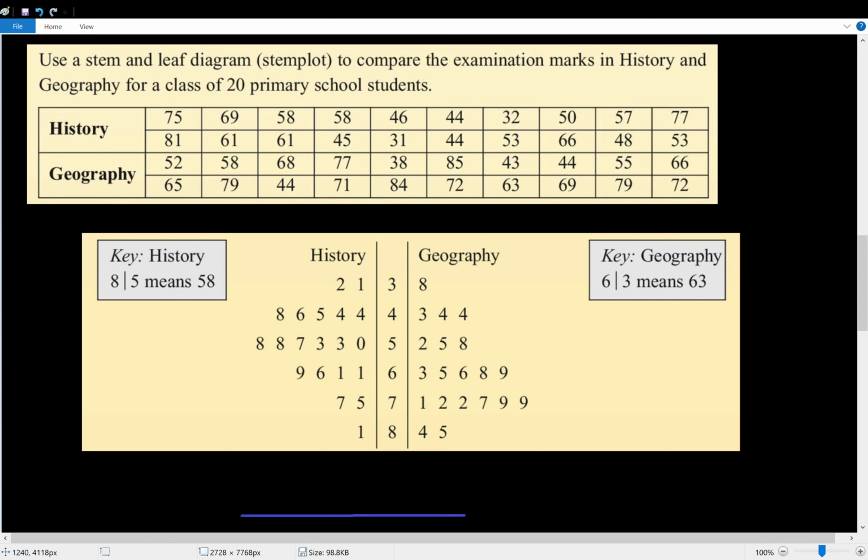Again, it's the same as before. You give your key, you space out your numbers, and you make sure to write them out in order. For the one going out to the left, start with the smallest number closest to the stem and work outwards. And then to the right, again, same thing, smallest number close to the stem, and work outwards. And that's stem and leaf diagrams.